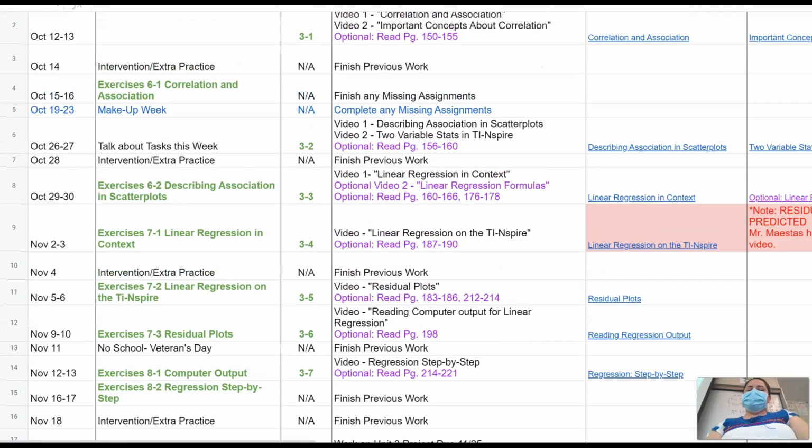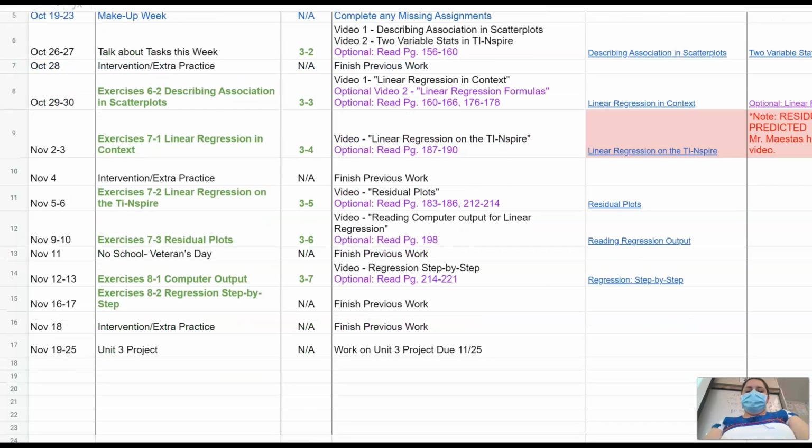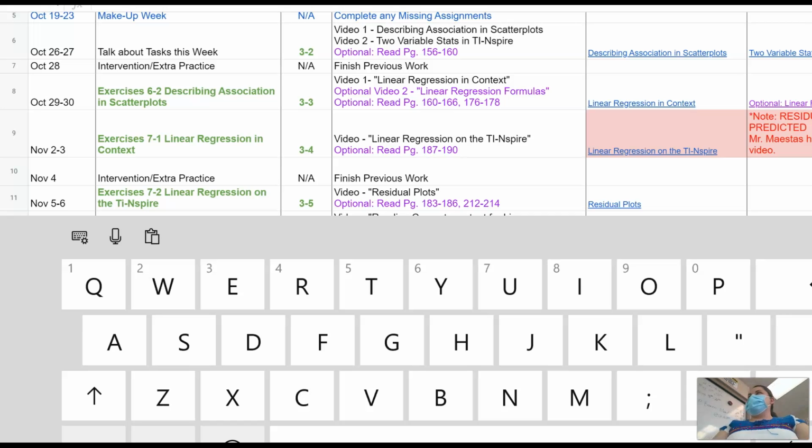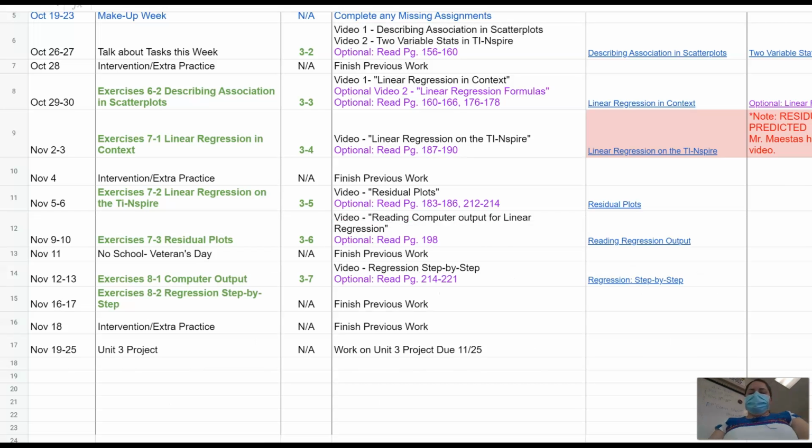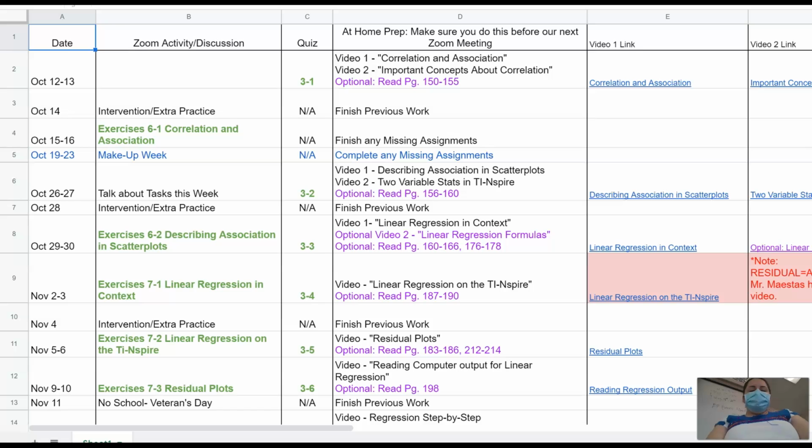People were looking at the linear regression video. You don't want to look at the linear regression video. You want to read this one or watch this video. Reading computer output for linear regression. The one for November 9th through the 10th.